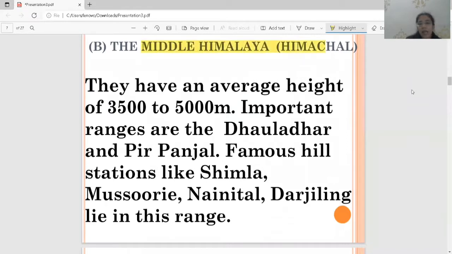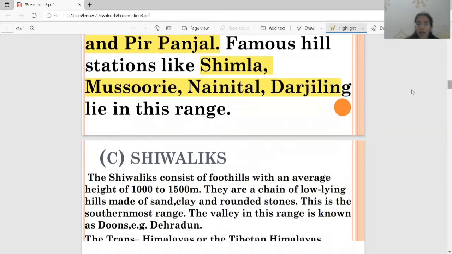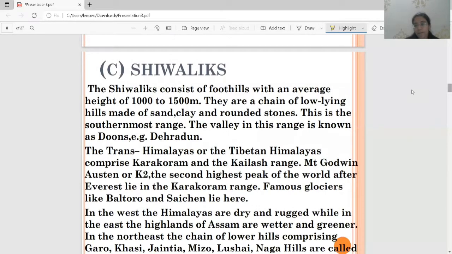Next is the Middle Himalayas. That is your Himachal range, you know na, Himachal Pradesh. That is the Middle Himalaya range. Height of the mountains there is 3,500 meters to 5,000 meters. Important ranges are underlined: Dhauladhar range, Pir Panjal range. These are the two important ranges. Famous hill stations, you know, Mussoorie, Darjeeling, Nainital, Shimla, they also lie in your Himachal range.